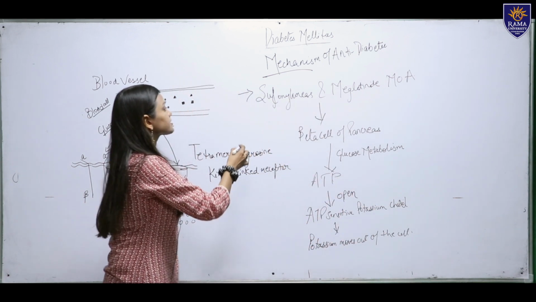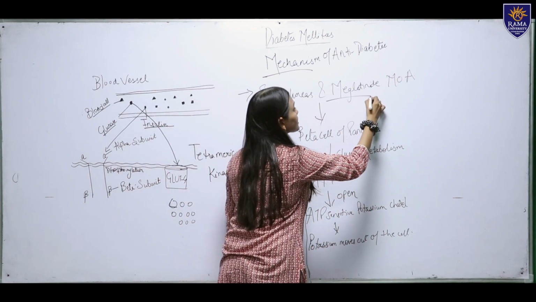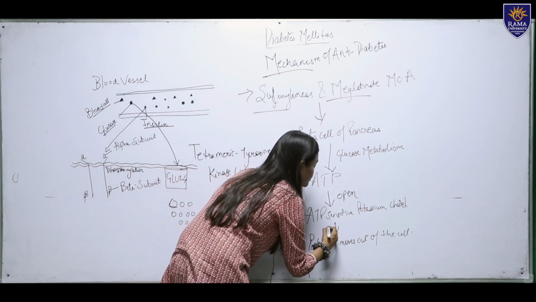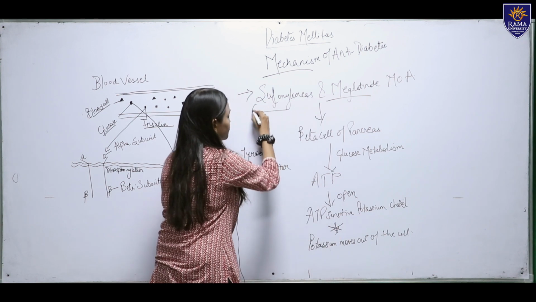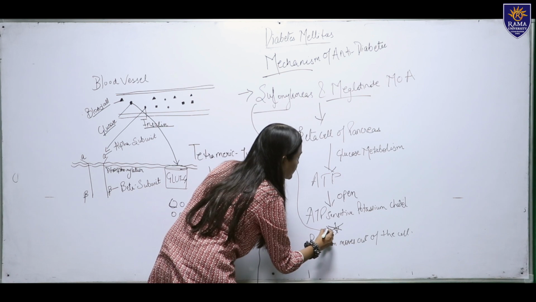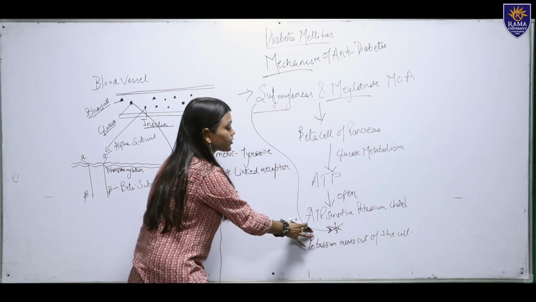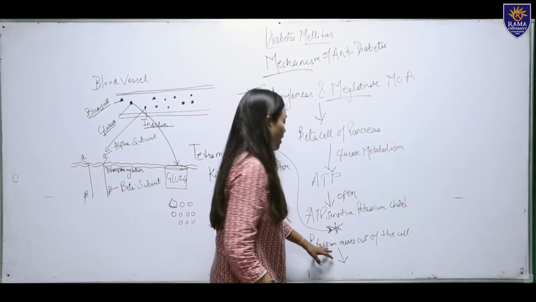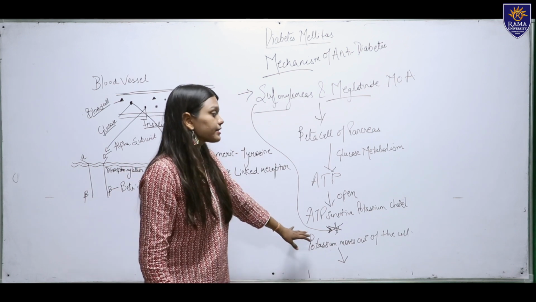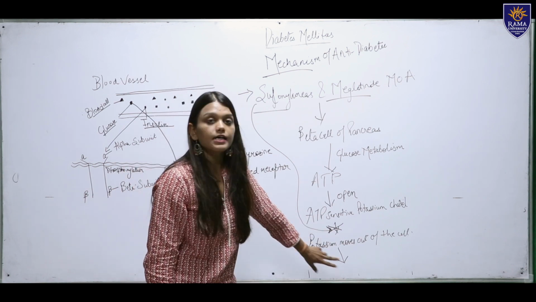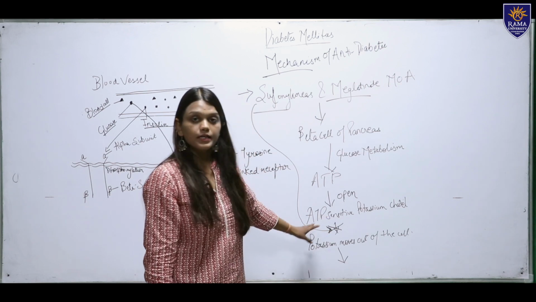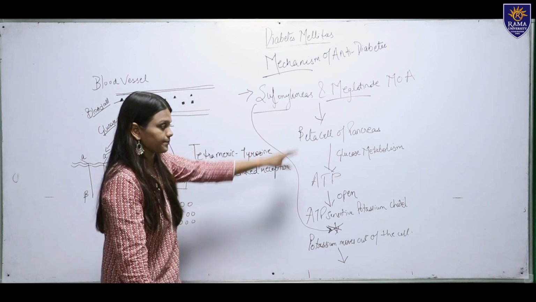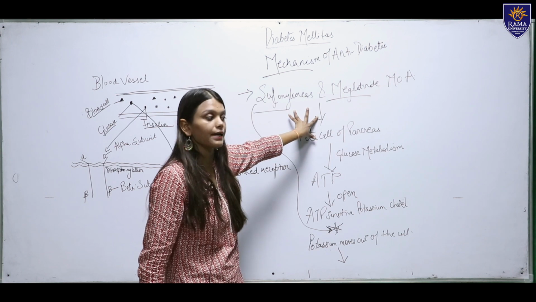So basically, what do the sulfonylurea and meglitinide classes of drug do? They inhibit the movement of potassium out of the cell. So what happens? The potassium remains inside the cells. After the potassium remains inside, depolarization occurs, and the depolarization causes calcium channel opening, and the calcium intracellularly increases the insulin secretion. This is the mechanism of sulfonylurea and meglitinide.